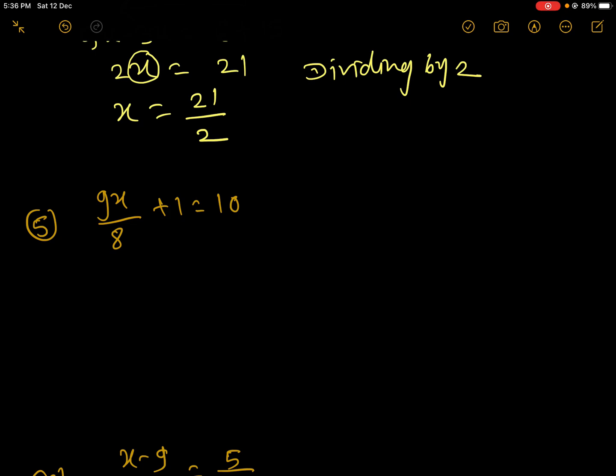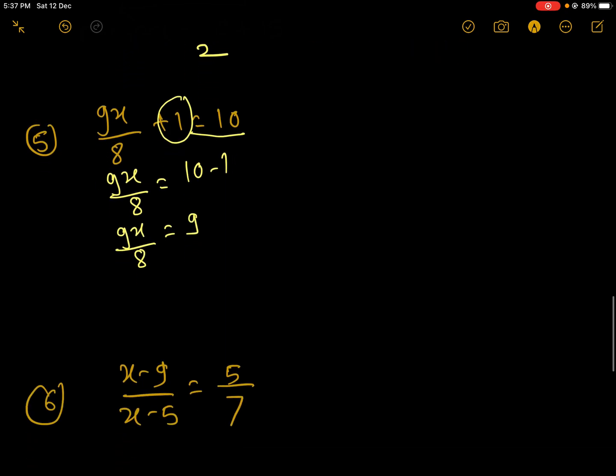Such a type of example. First we have to shift this 1 to the right hand side. Then 9x upon 8 equal to 10 minus 1. 9x upon 8 equal to 9. First we have to complete the operation of this 8. 8 is at the denominator. Then we shift it to the numerator.